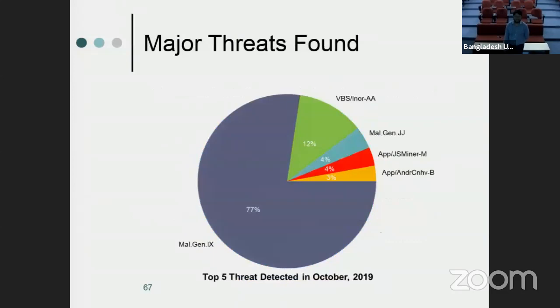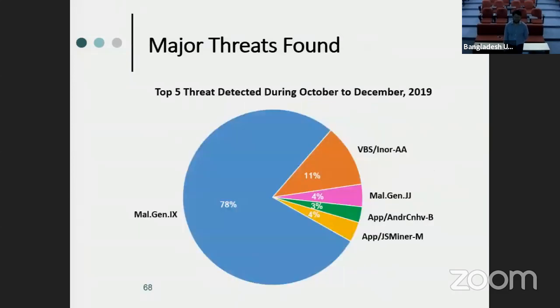This data is from October. For October to December, we see similar trends as well. 78% is from mal.gen, and we see some other VVS Inor. There is also app, the minor attack as well. Very less, I think 7% in total for the 3 months.